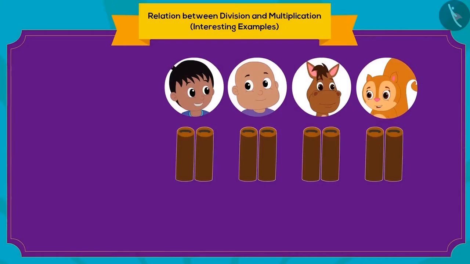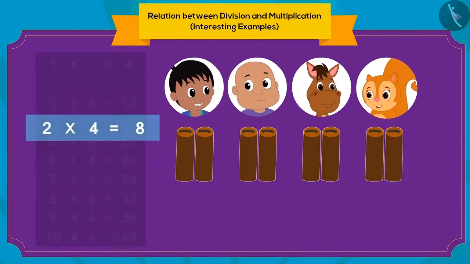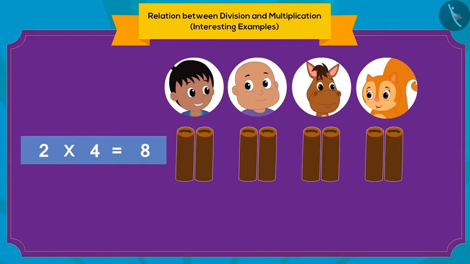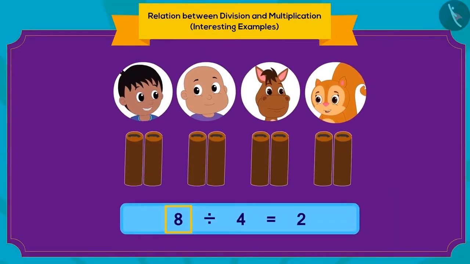Excellent! Your answer is absolutely correct. We need to look at the table of 4 and look up the place where 8 appears. 4 times 2 is 8. So, the answer to this part is 2. Total number of sticks is 8. To be divided among 4 friends, each friend will get 2 sticks.